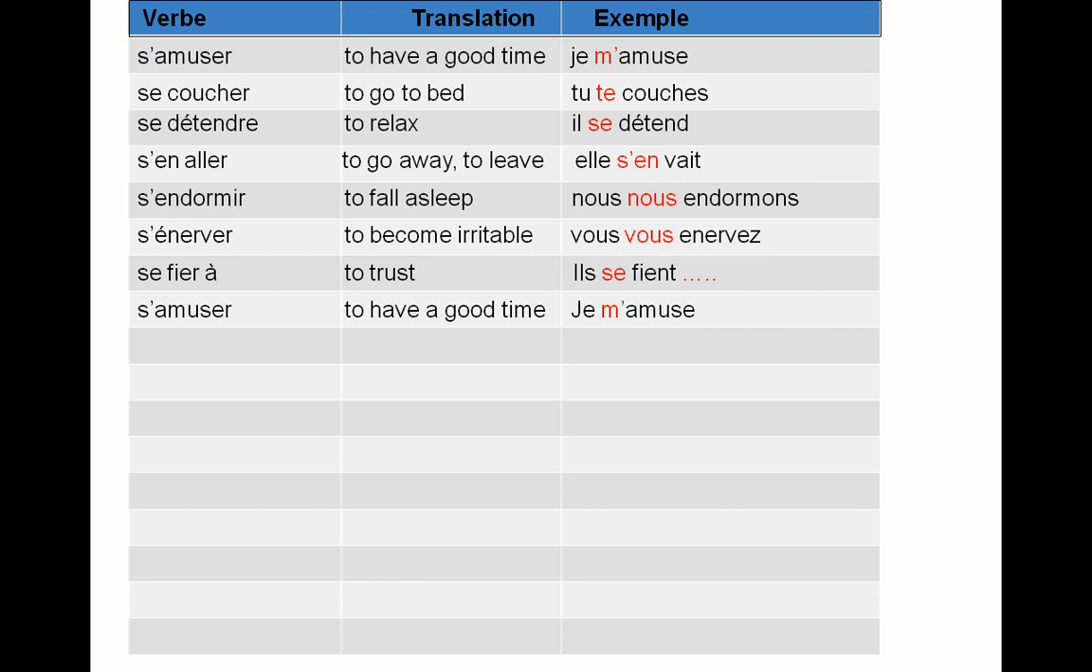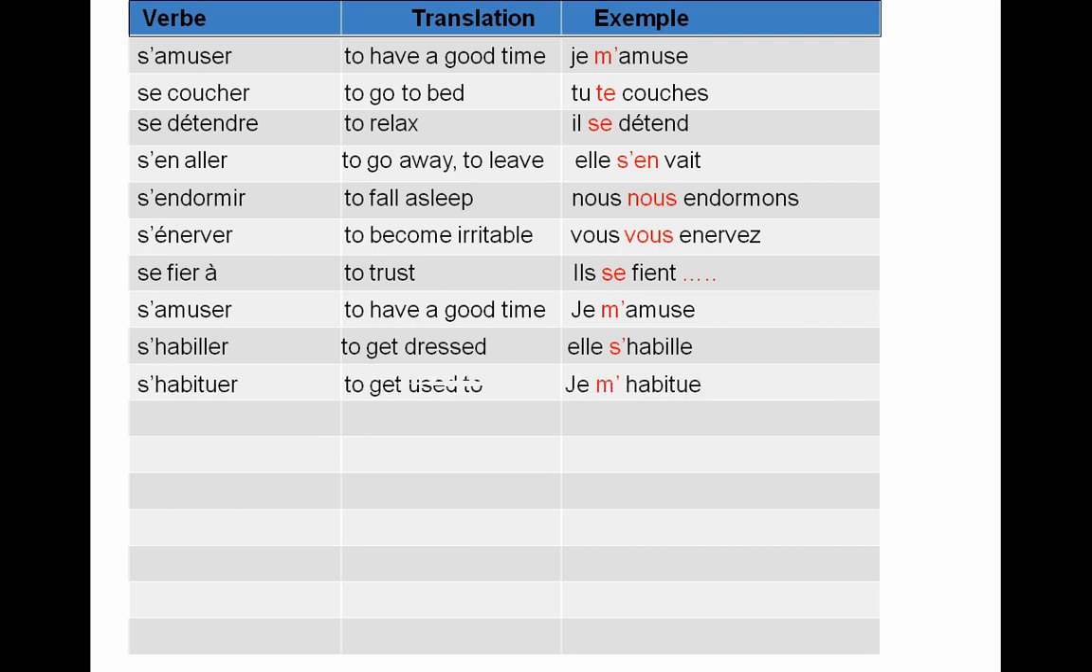S'amuser, to have a good time. Je m'amuse. Again, je m'amuse. S'habiller, to get dressed. Elle s'habille. S'habituer, to get used to. Je m'habitue. Se lever, to get up. Tu te lèves. See that in English too, for some verbs I put in parentheses "oneself", so it means that it is reflexive in English too. It's just a different syntax in the sentence. That's how you write it in French. Tu te lèves. Tu, subject. Te is the reflexive that goes with tu, because I gave you the table in the previous page, and that's how it is. Se lever, tu te lèves.